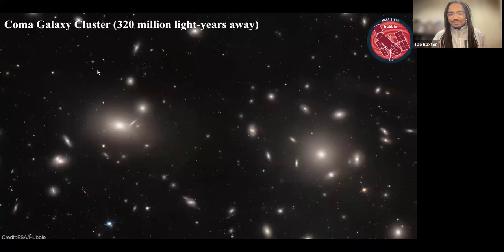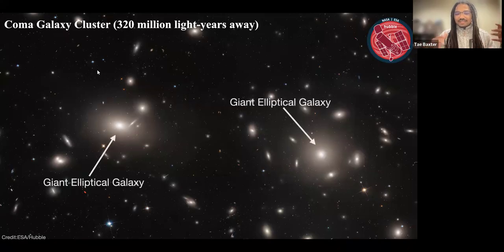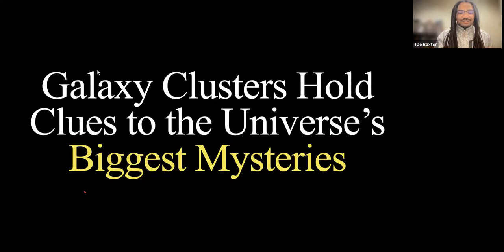Another example, this is an older image from Hubble. This is showing another cluster that's fairly close. This is the Coma cluster. This is a very massive cluster. And again, you see these giant elliptical galaxies. And what I want to convey to you tonight is that galaxy clusters hold clues to the universe's biggest mysteries. And I'm going to go through a few examples here.